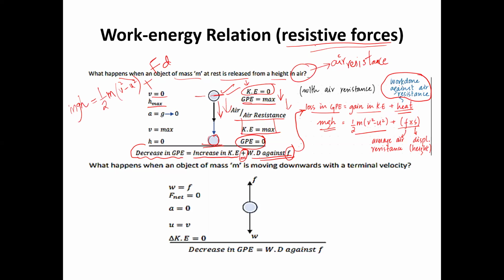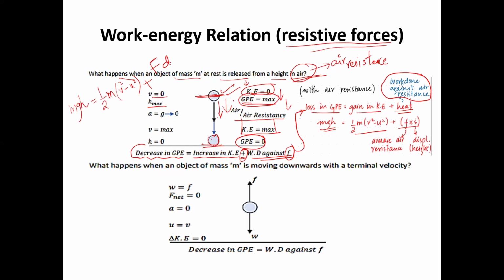Let me recall it once again. What is happening in this whole specific case? We are just watching how energies change when an object is falling in the presence of air resistance. When the object is falling downward in the presence of air resistance, at the maximum point its gravitational potential energy is going to be maximum.